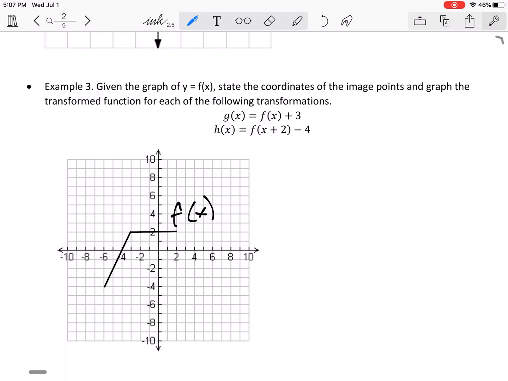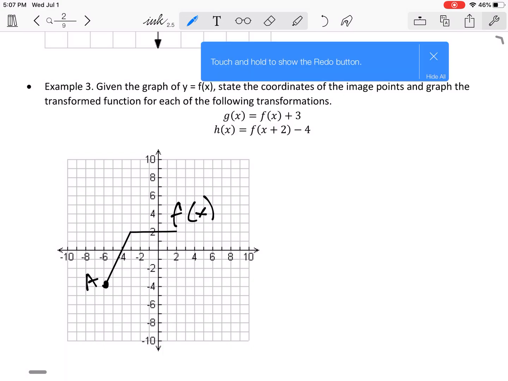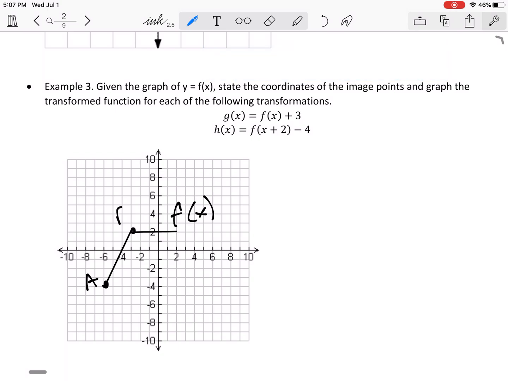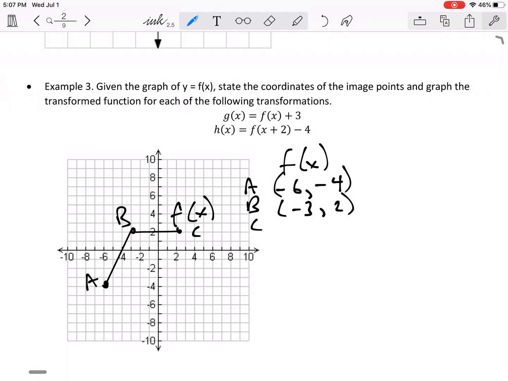We can label these. Let's call them A, B, and C. Those are three points that we can use, and basically we'll want to move those. So for f(x), A, B, and C: A is (-6, -4), B is (-3, 2), and C is (2, 2).